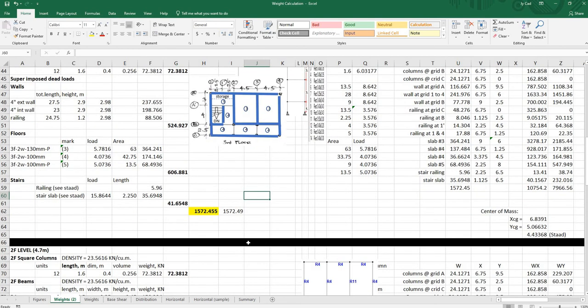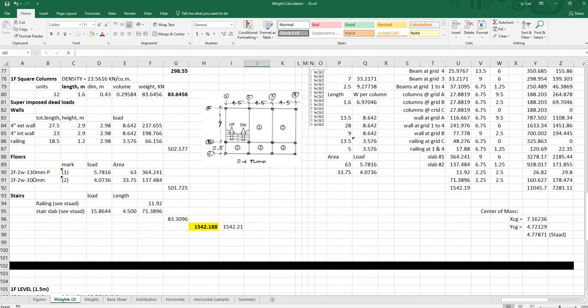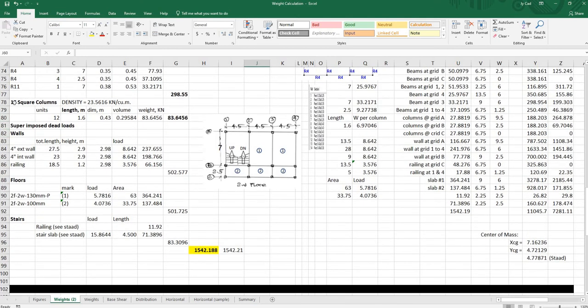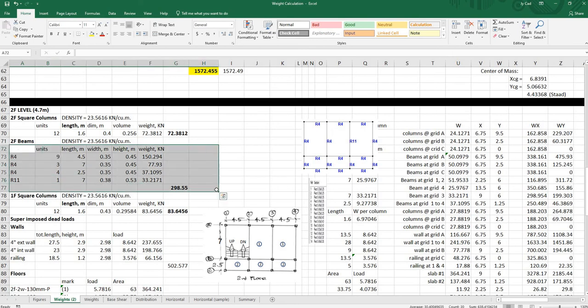Now, let's go to second floor level. Dito naman, the same procedure applies. Meron siyang column sa taas ng second floor, beams. Meron siyang column sa ilalim, ayan, which is composed of half of the first floor columns. Meron din siyang walls. Meron din siyang floors. Meron din siyang stairs. And finally, meron siyang beams. So, ang procedure niya somewhat very similar.